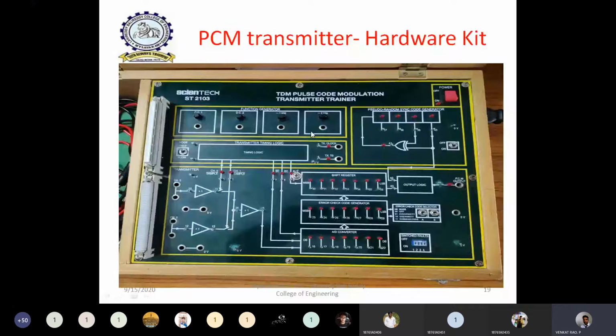Now, this part is the complete transmitter part of the PCM system. In the transmitter, sampling, quantization, and encoding, all 3 blocks are there. Now, if you want to convert a sine wave analog signal to a digital signal using the PCM system, and observe the PCM output, then select either sinusoidal signal, 1 kHz or 2 kHz. Here let us select the 1 kHz signal and connect it to the transmitter input.